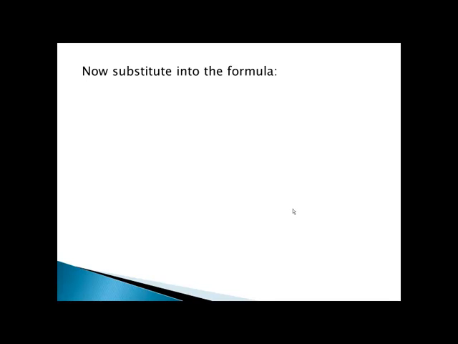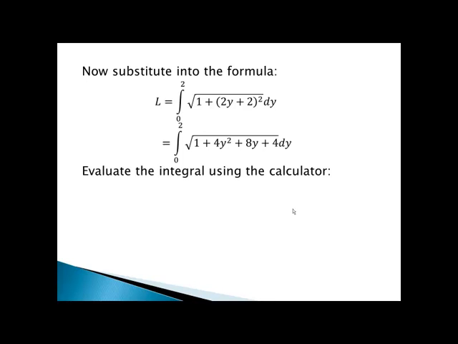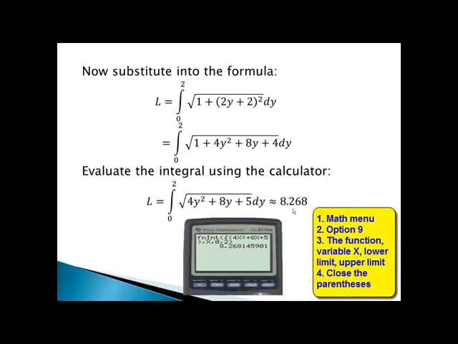Substituting into the length formula, I get that the length is the integral from 0 to 2 of the square root of 1 plus the quantity 2y plus 2 squared. Expanding the square of that binomial, I end up with the square root of 1 plus 4y squared plus 8y plus 4, and if I evaluate that using the calculator, I get that the length of the curve is approximately 8.268.